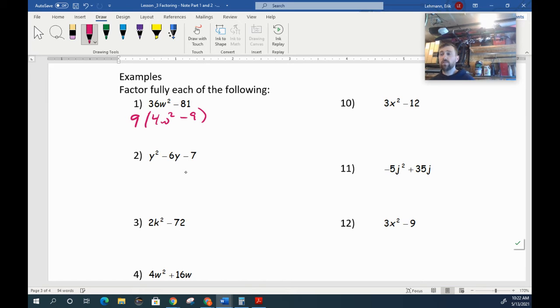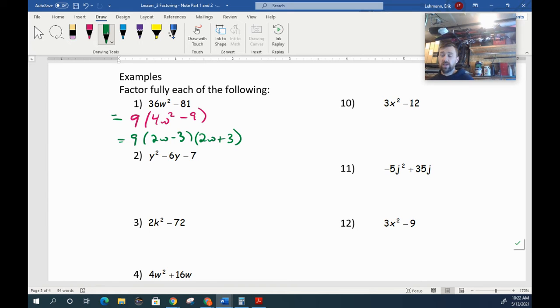Then I see two terms. I'm doing this one specifically because now I'm going to do a difference of two squares. 2w minus, because I've got two terms separated by a minus sign, and they're both perfect squares. So I know I'm going to have two identical brackets.